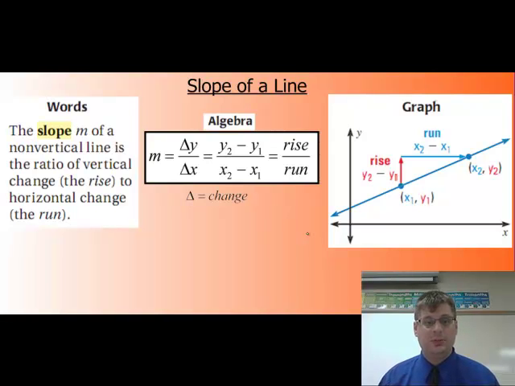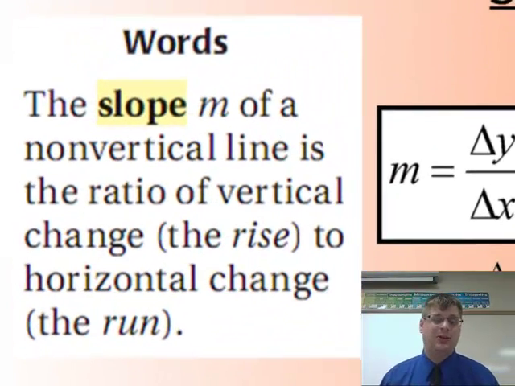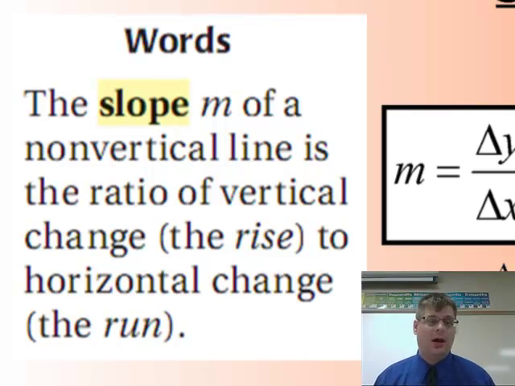All right, we're going to be dealing with the slope of a line today. So, slope in words: the slope m, so we use the variable m to represent slope, of a non-vertical line is the ratio of vertical change, aka the rise, to horizontal change, aka the run.